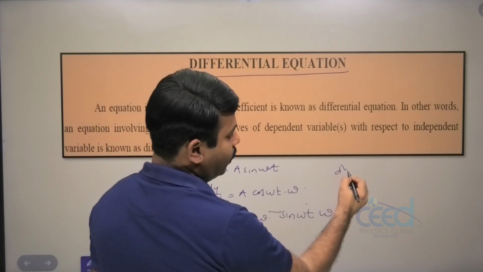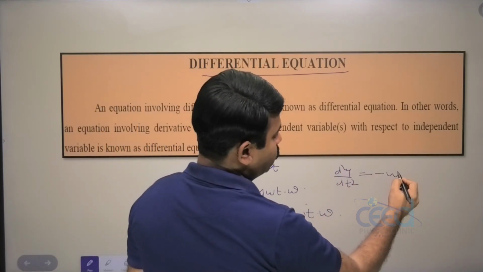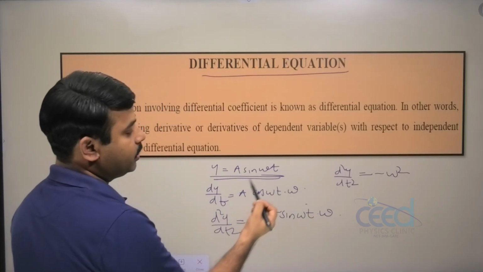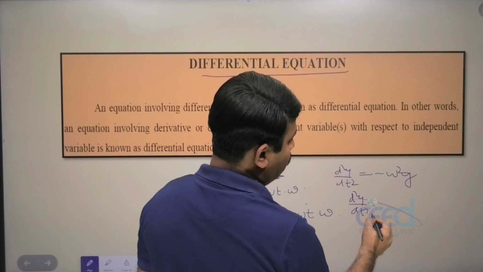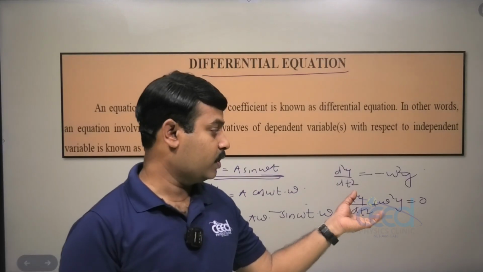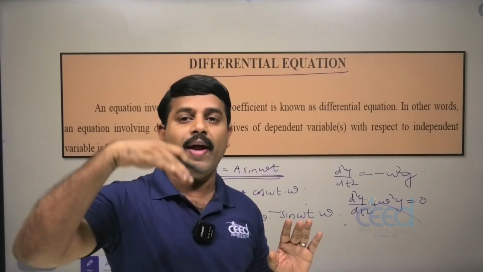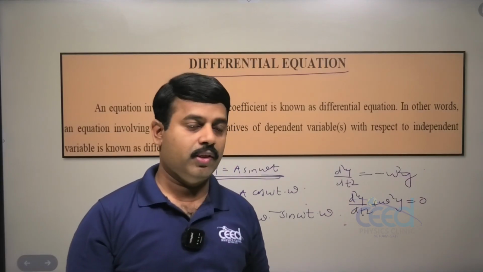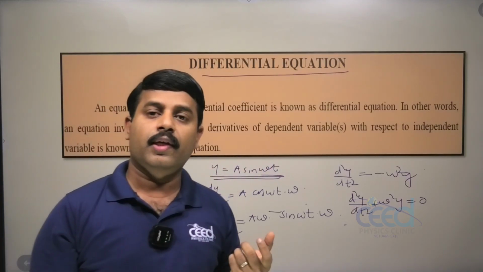Then d square y by dt square equals minus omega square a sin omega t. A sin omega t is again y, so it is minus omega square y. Then d square y by dt square plus omega square y equals 0. So this is the differential equation corresponding to a simple harmonic motion. When you solve this differential equation, you get the solution y equals a sin omega t.